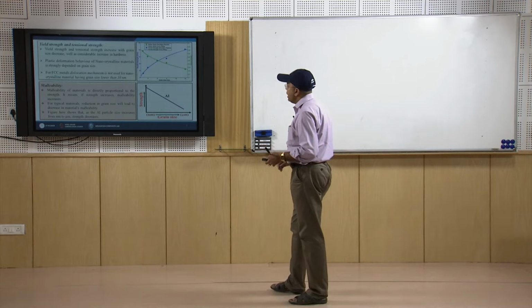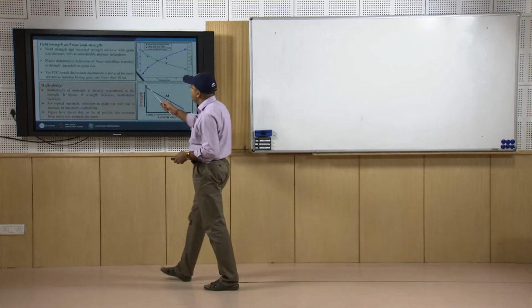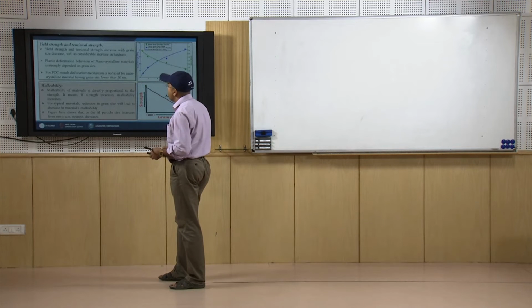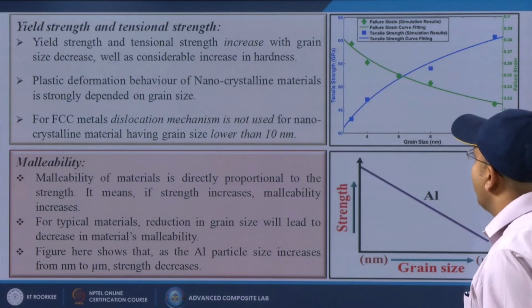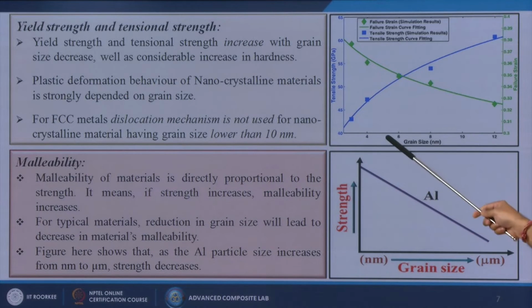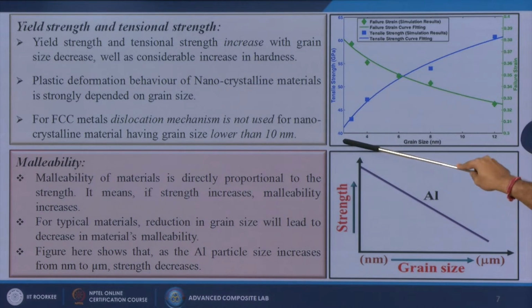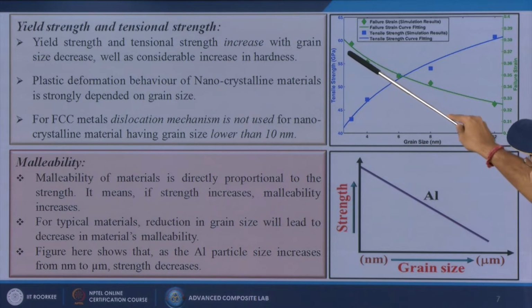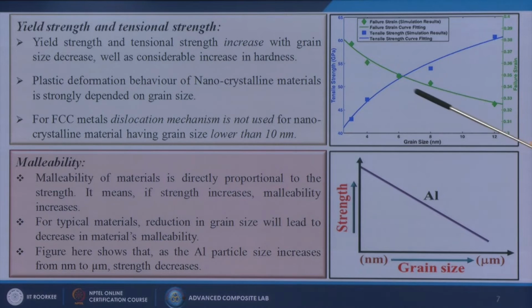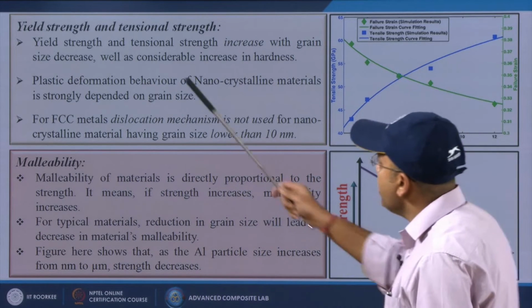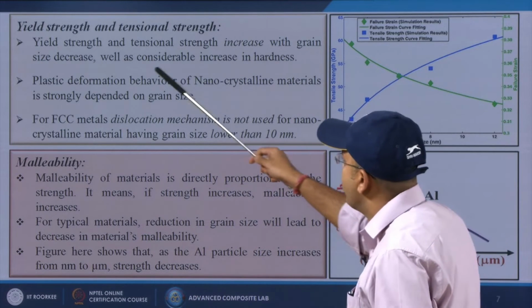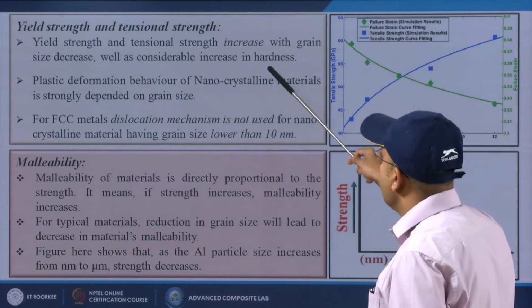Then in terms of yield strength and tensile strength, tensile strength increases as grain size decreases, as well as a considerable increase in hardness. So, when we are seeing the grain size, then in terms of tensile strength it is changing very rapidly, it is increasing in a very rapid manner, and also the vice versa is taking place when we are talking about the failure strain. So, when the grain size is increasing, then the failure strain is also decreasing in that manner. So, yield strength and tensile strength increase as grain size decreases, as well as a considerable increase in hardness.